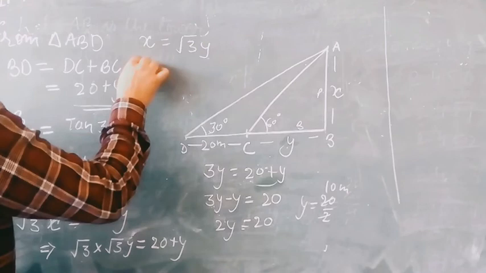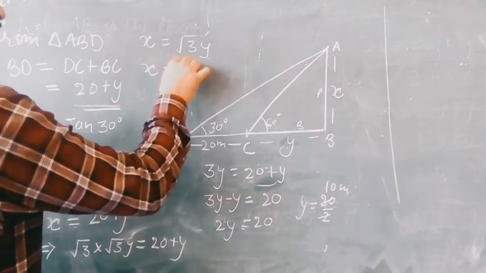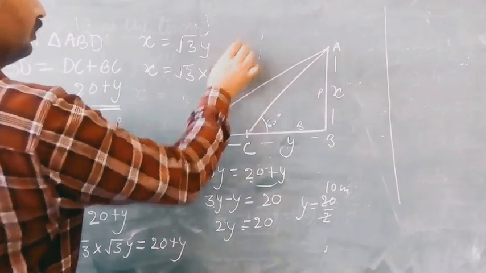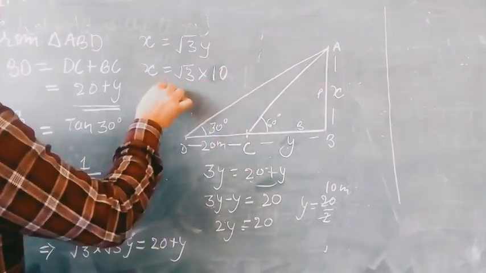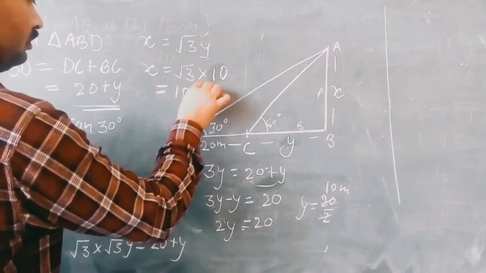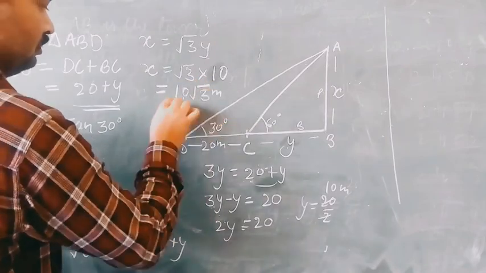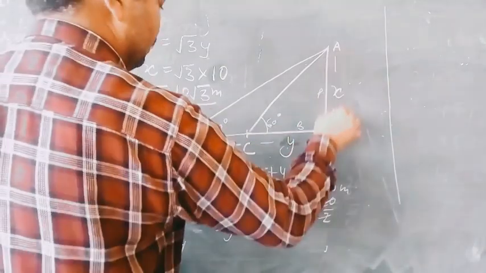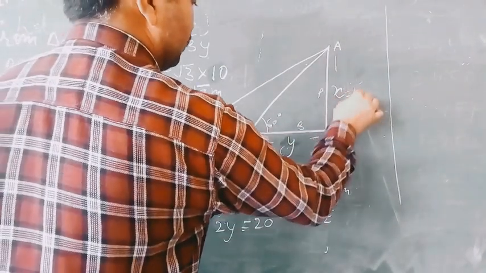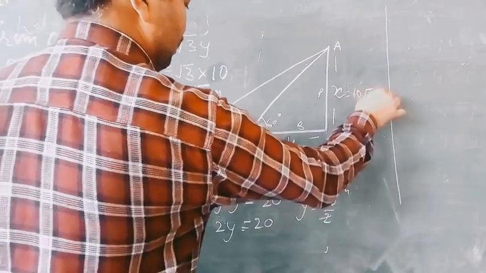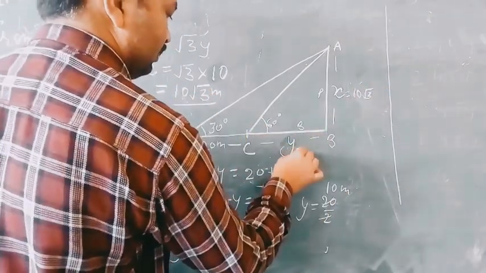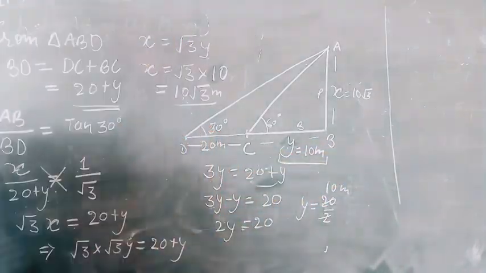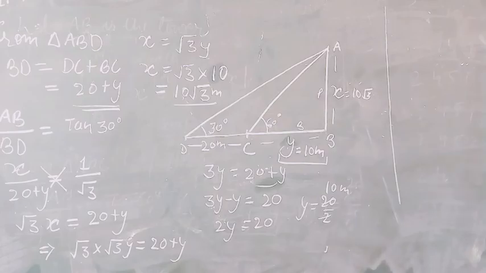And we know that the equation 1 was x equals to square root 3y. So from here the x will be square root 3 multiplied by 10, which is equal to 10 square root 3 meter. Means the height of tower is x, which is 10 square root 3 meter, and width of a canal is y, which is equals to 10 meter. This is your required answer.